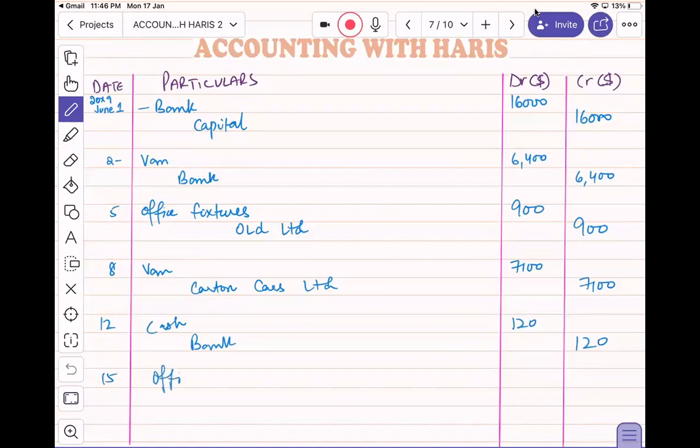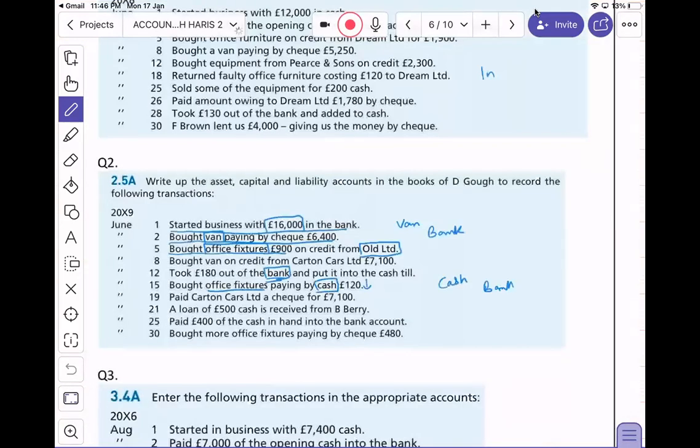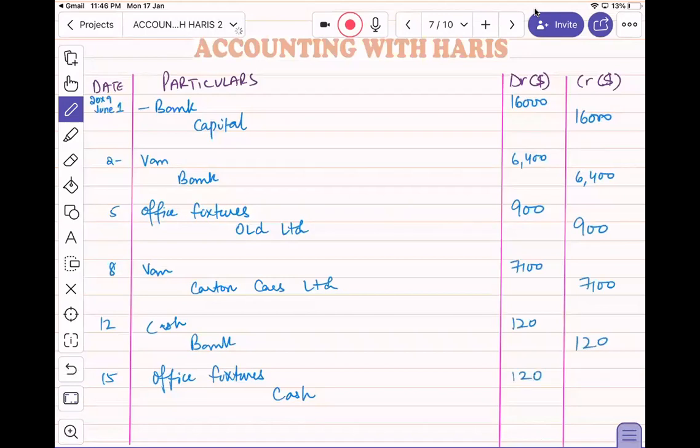Office fixtures and cash would get credited by... what's the amount? Let's see. Sorry, the earlier amount in the entry was 180. Probably I was mistaken. This should be 180 and not 120. You can check the transaction again on the previous slide.